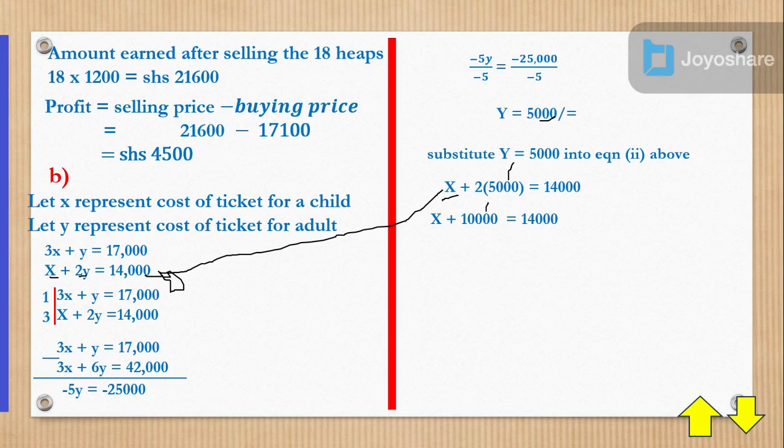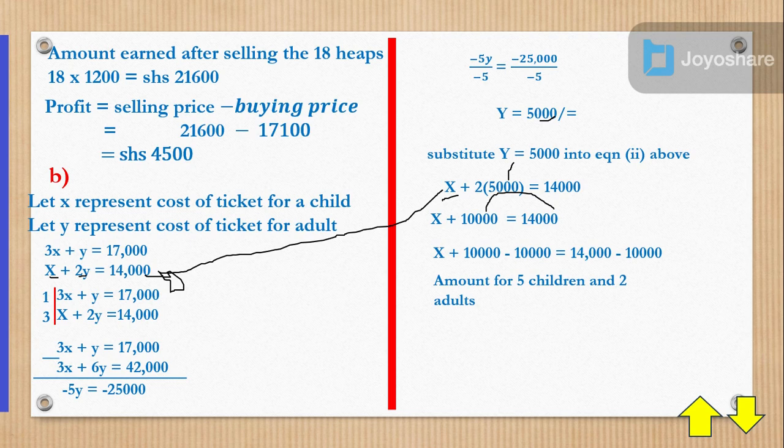From algebra, this 10,000 will cross the equal sign to subtract, as shown like that. And then when you subtract the amount for 5 children and 2 adults, of course when you subtract these two, x plus 10,000, this will cancel out. Then 14,000 minus 10,000, of course that will just give you 4,000 shillings. We have it there. Then the amount for 5 children and 2 adults, of course we shall need to get the total. So this will give us, now our x is equal to 4,000.